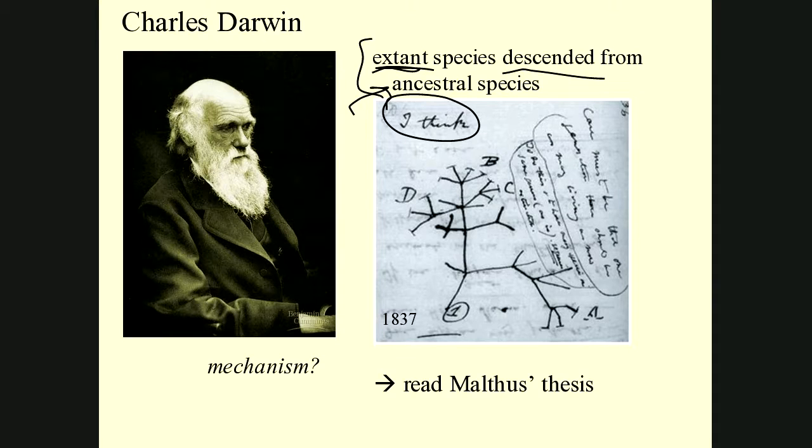All right, here he is. So Charles Darwin came up with this idea after his theory. Look, he says, I think. Isn't that cool? This is from his notebook. What he's drawing out is what people call the tree of life, the bush of life, the web of life. Darwin was saying that species that are around today, extant, the opposite of extinct, are descended from ancestral species.